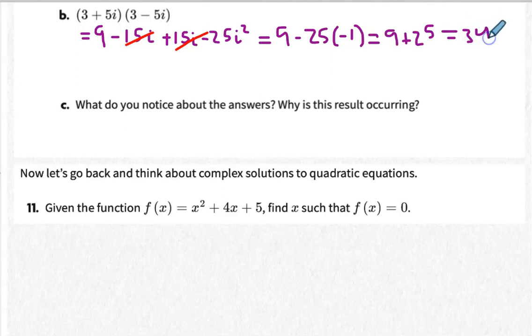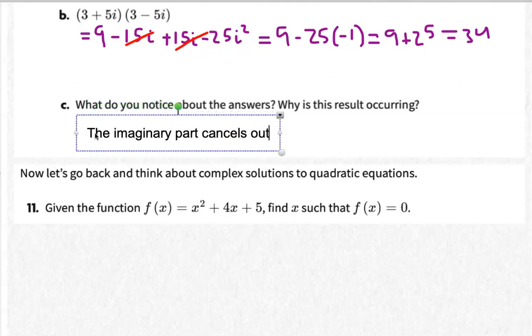So it asks, what do you notice about the answers? So what you should be noticing is that the imaginary part is gone, right? There's no imaginary parts left. In other words, the imaginary part cancels out.